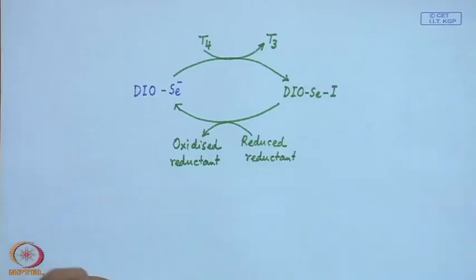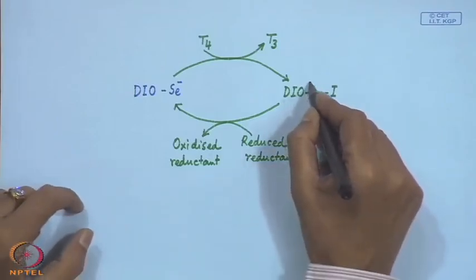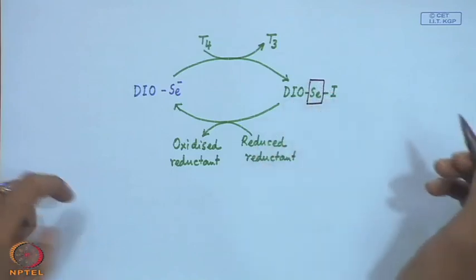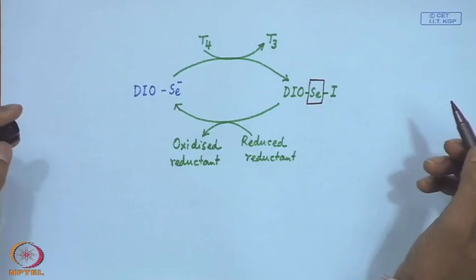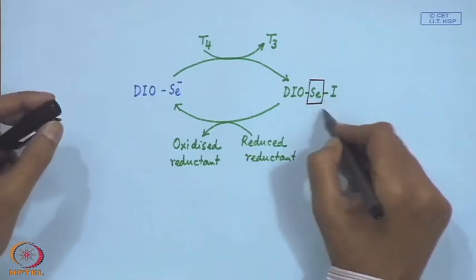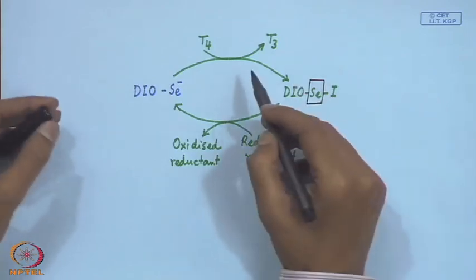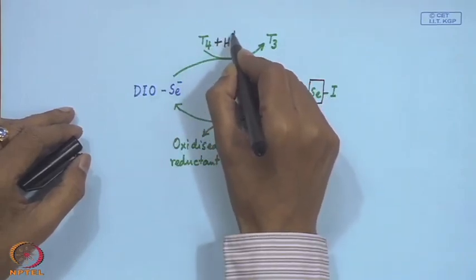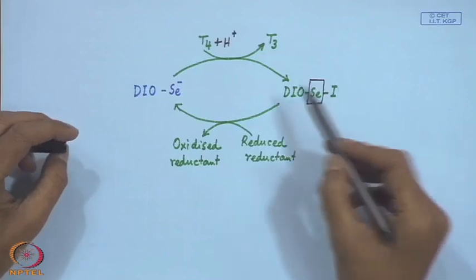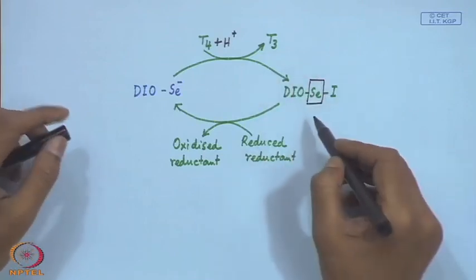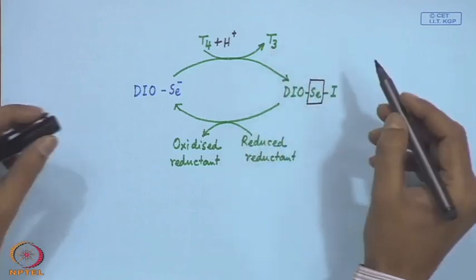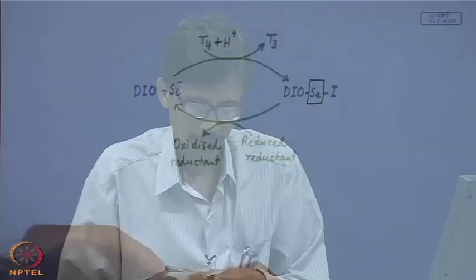Next day we will consider this particular element, selenium, in relation to the metabolic pathways, because iodine is important for the generation of T3 and T4. When taking part, one proton is also generating the corresponding T3. We will see how selenium is important for the generation of the T3 molecule. Thank you very much.